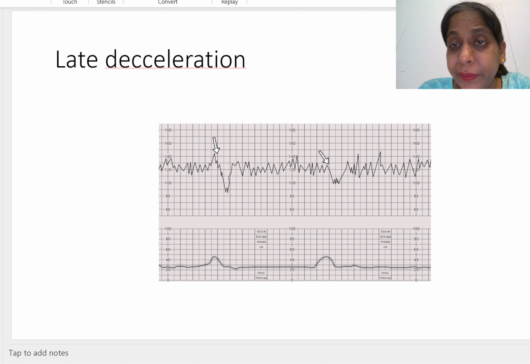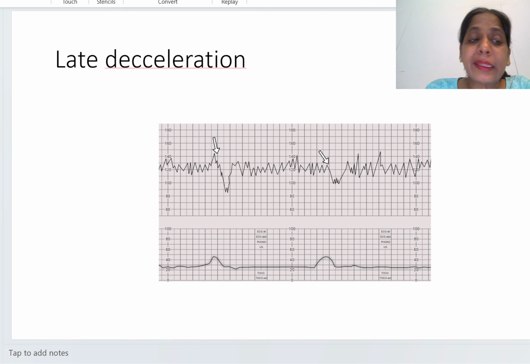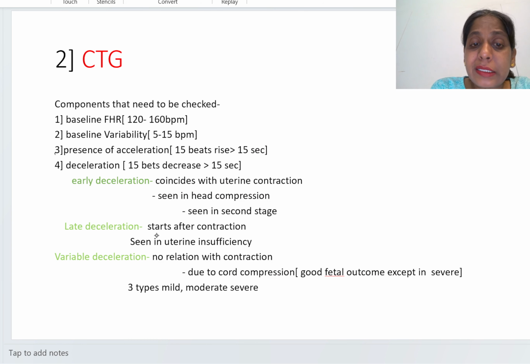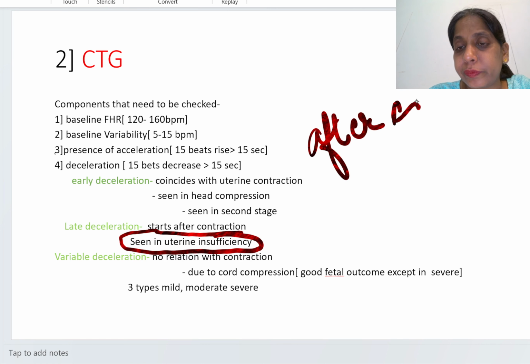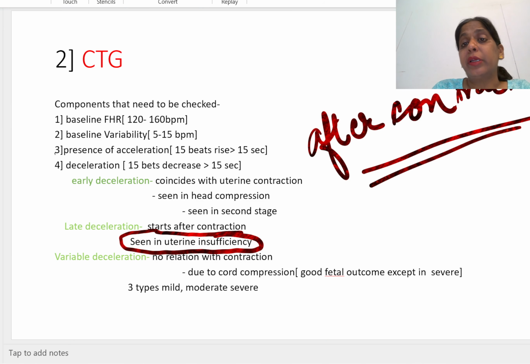What is late deceleration? Late deceleration means that it starts after contraction and it is seen in uterine insufficiency. It starts after contraction. That is why early was known as early, because this is after contraction. Late deceleration means the deceleration which is coming after contraction. And it is the most dangerous deceleration. And it is seen in uterine insufficiency.